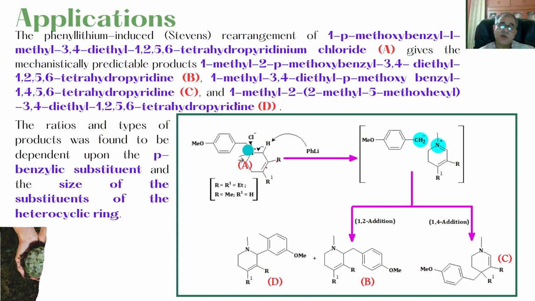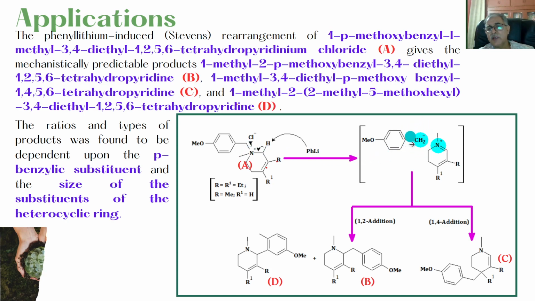So when this quaternary ammonium salt is reacted with phenyl lithium as the base, what will happen? This will abstract the alpha proton as we have seen in the previous slides. This base will abstract this proton, phenyl will take up this proton and it will become benzene, and this will form a nitrogen ylide over here with the breaking of this bond.